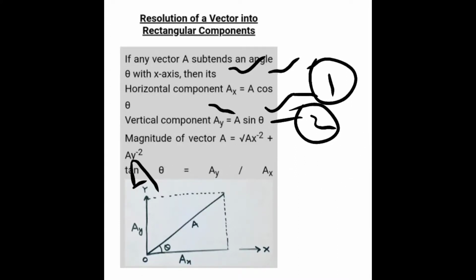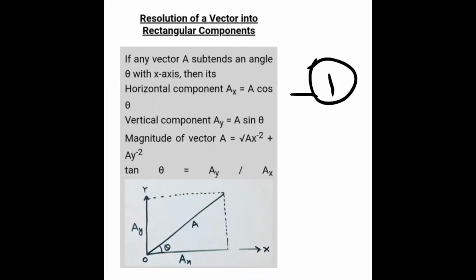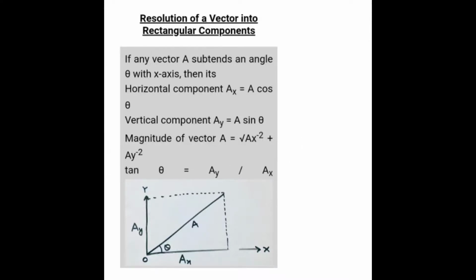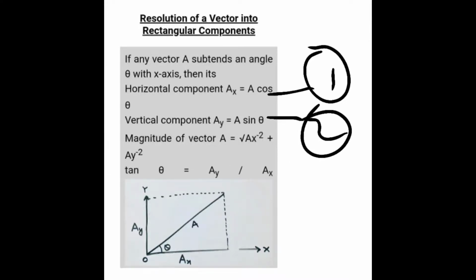So what is the magnitude of that resultant? It is given by A equals root under Ax square, not minus. Here the note is given as minus, but it will be positive only, right? So A equals root under Ax square plus Ay square. From these two equations, equation number 1 and equation number 2, if we divide equation 2 by 1, then we get tan theta equals Ay by Ax.